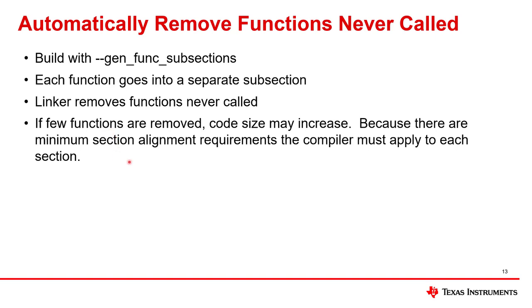Now, something to keep in mind is if only a few functions get removed, the overall code size may increase. This is because there are some minimum section alignment requirements. Every section, including all these different subsections that appear because you built with this option, has to be aligned, and that can cause a bit more memory to be used. So if only a few functions get removed, using gen_func_subsections can, in some cases, cause an overall size increase. So it's something to watch for.